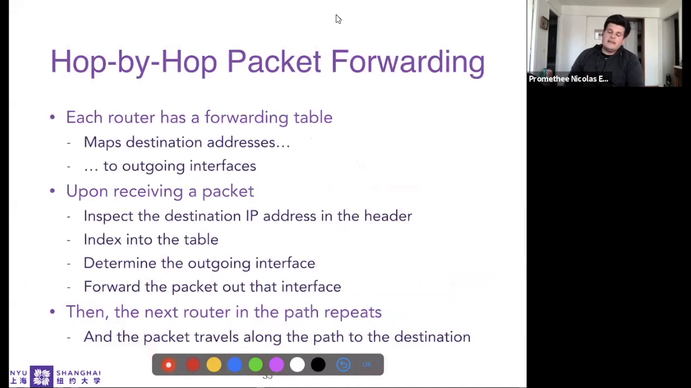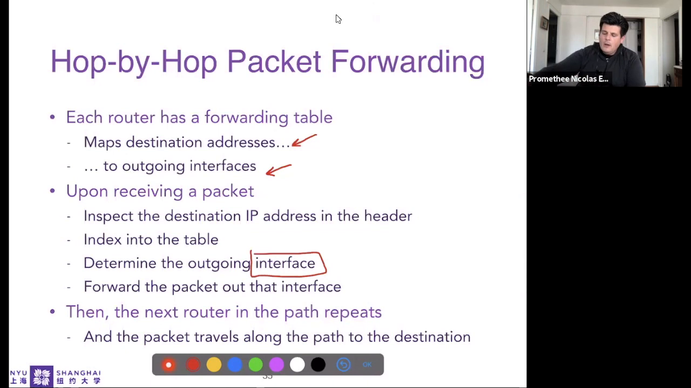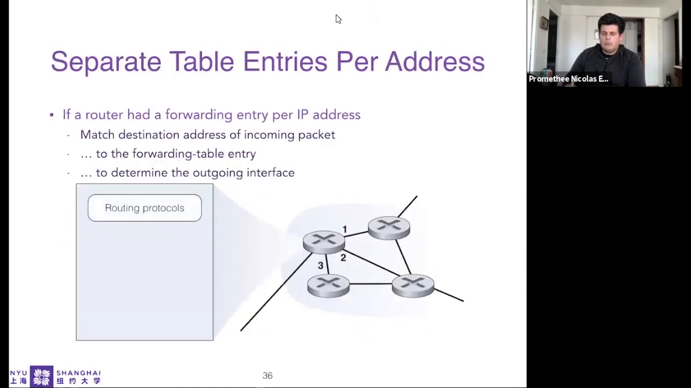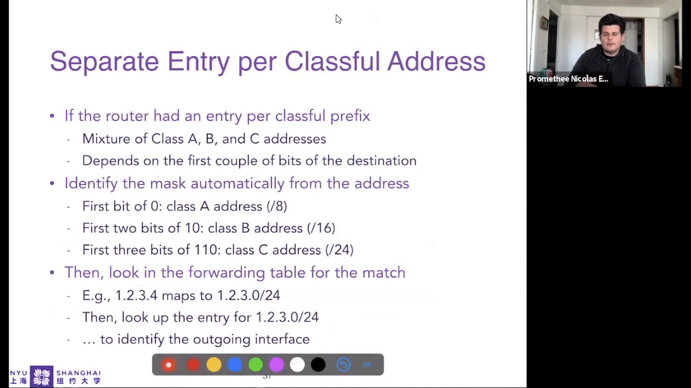So once again, inside the table, each destination IP address is mapped to a given interface. So when you receive the packet, you extract the IP address of the destination, you use it as an index to look up inside the table, and once you know the interface, you're going to forward the packet. And each router, that's what they're going to do, hop by hop, okay? Hop by hop. So that's exactly what I'm showing you, knowing that the table, as I said, is the output. Either it's created manually, but most of the time it's created out of the routing protocol, right?